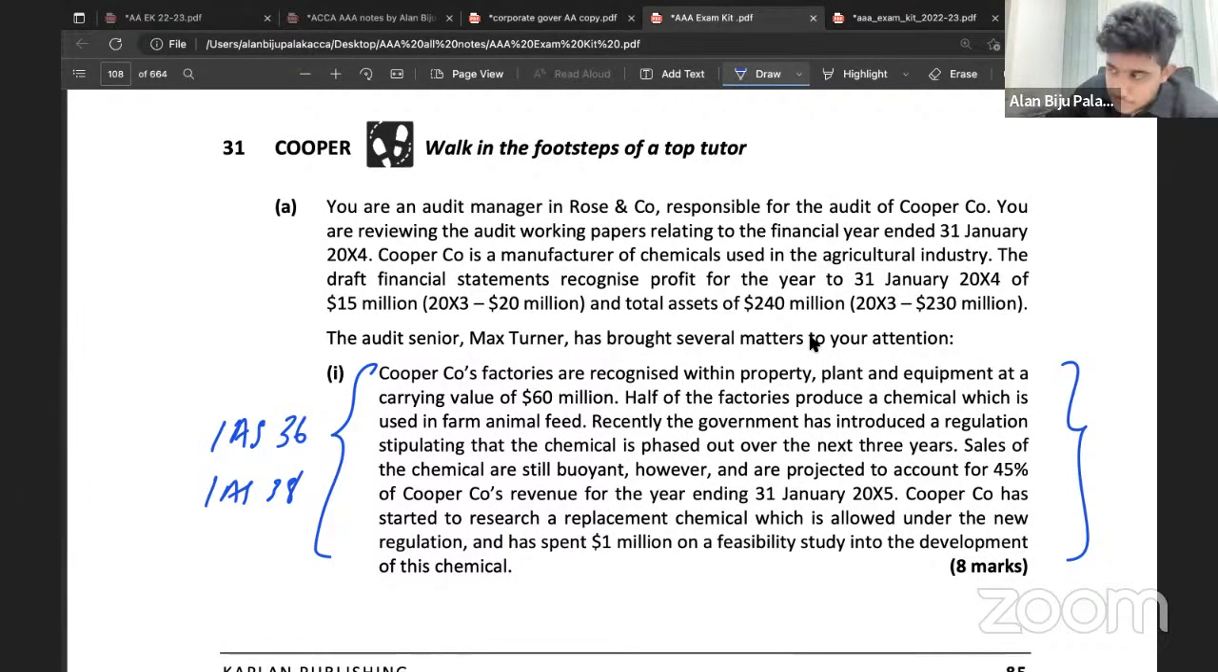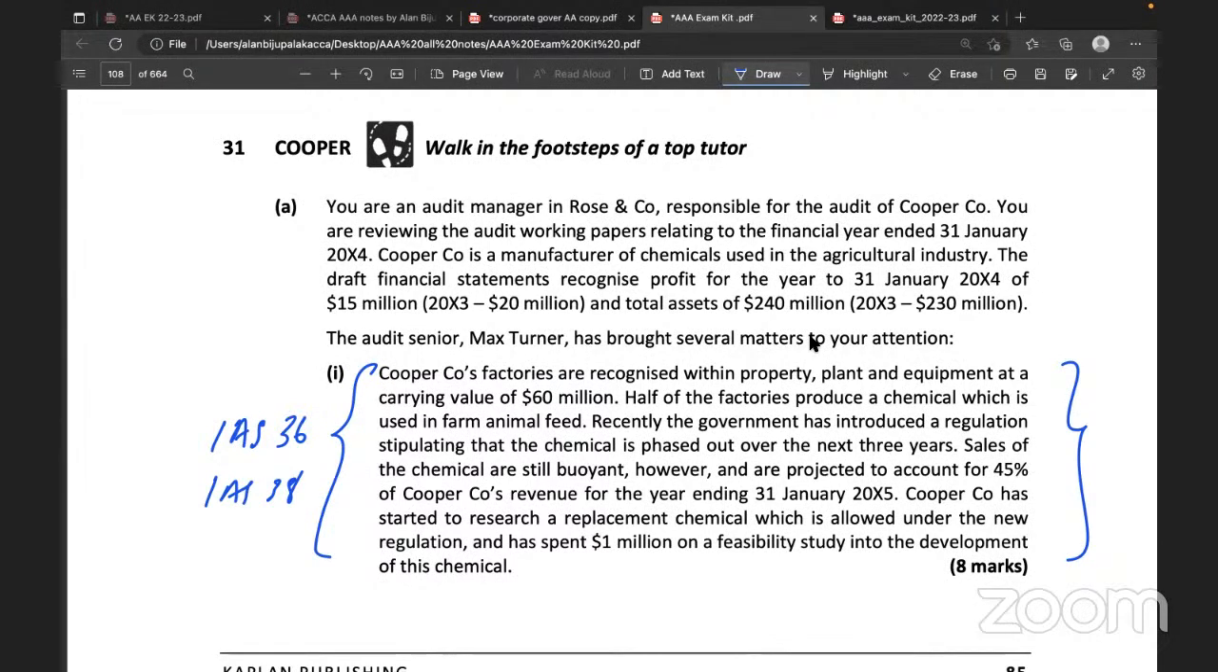So, if it was just a question on matters to be considered, we only need to provide this much. And we know that definitely we'll be getting some more add-on to the matters to be considered part. So consider it's a matters to be considered and discussion with management question. So what do we need to do in that case, if it's matters to be considered and discussion with management?